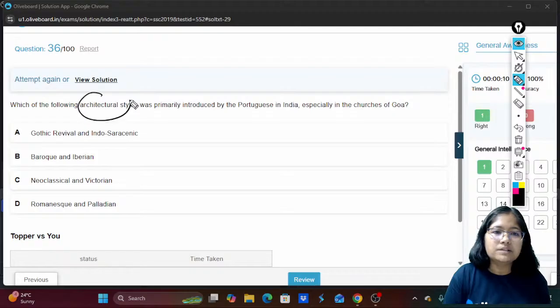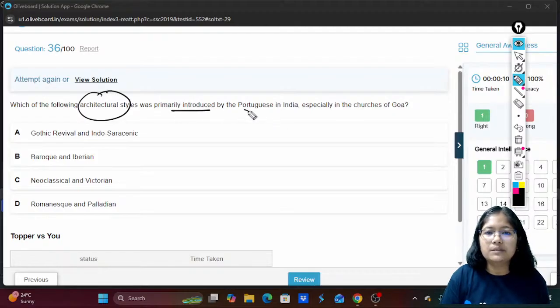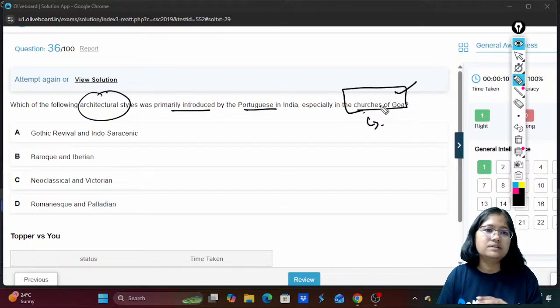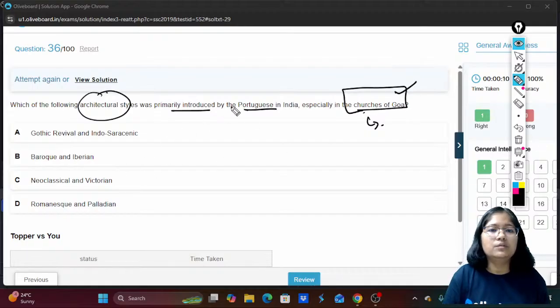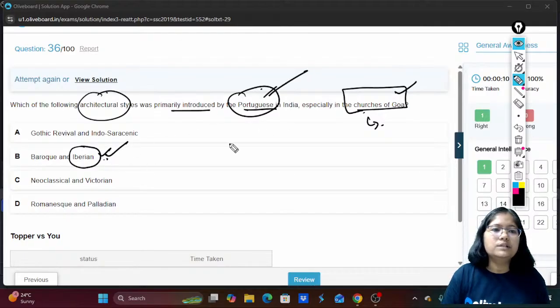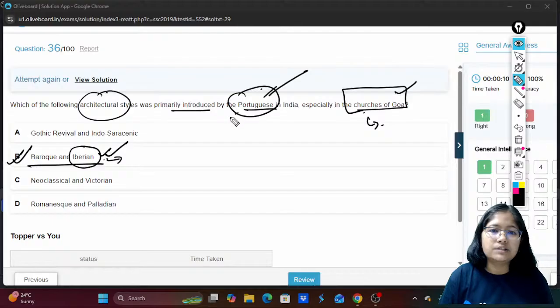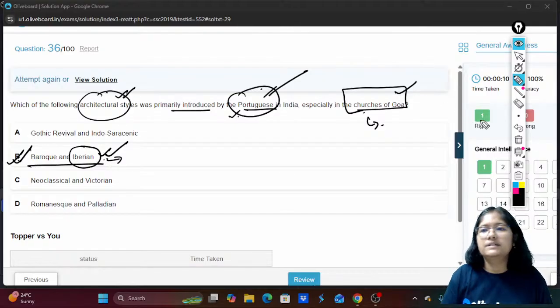Which of the following architectural styles were primarily introduced by the Portuguese in India, especially in the churches of Old Goa? In the Old Goa region there are churches, and this architecture of the churches, when you find the word Portuguese, there is the Iberian Peninsula. The Iberian Peninsula is associated with Portuguese. The style used here is again from geography, Iberian Peninsula, but this one is related to Portuguese. So here the answer is option B, Baroque and Iberian architectural style.